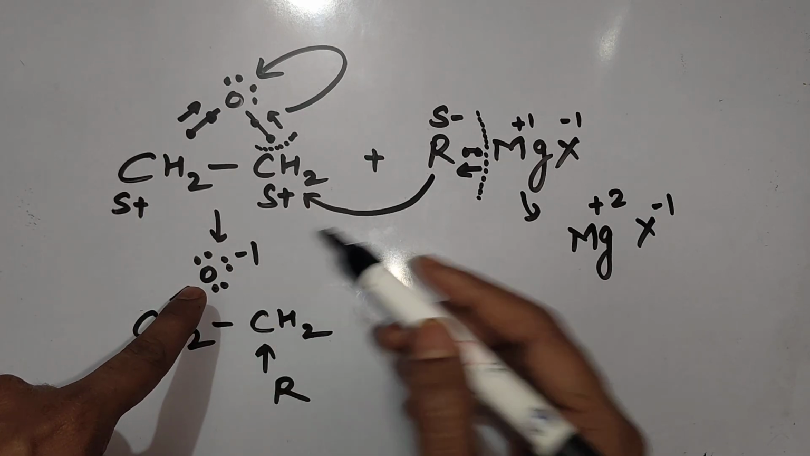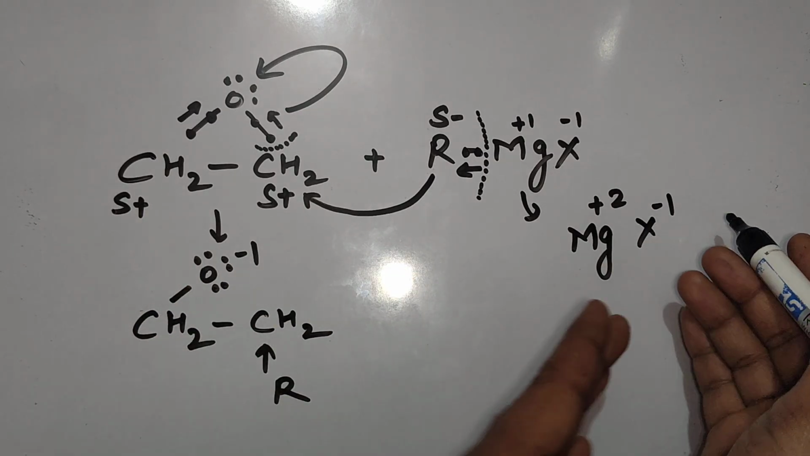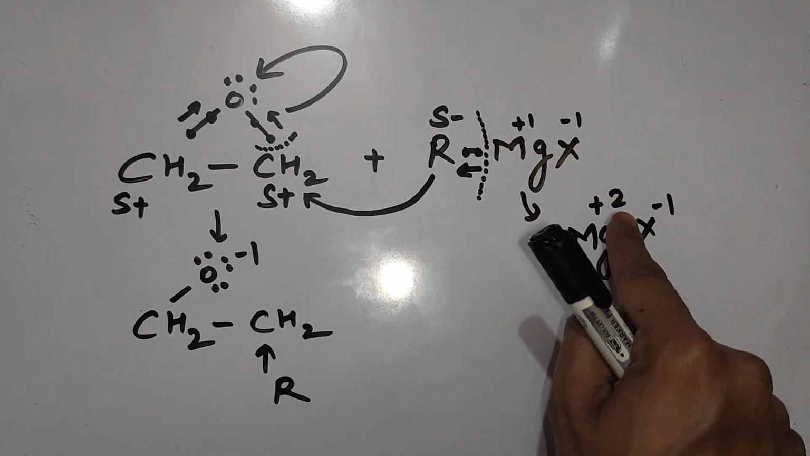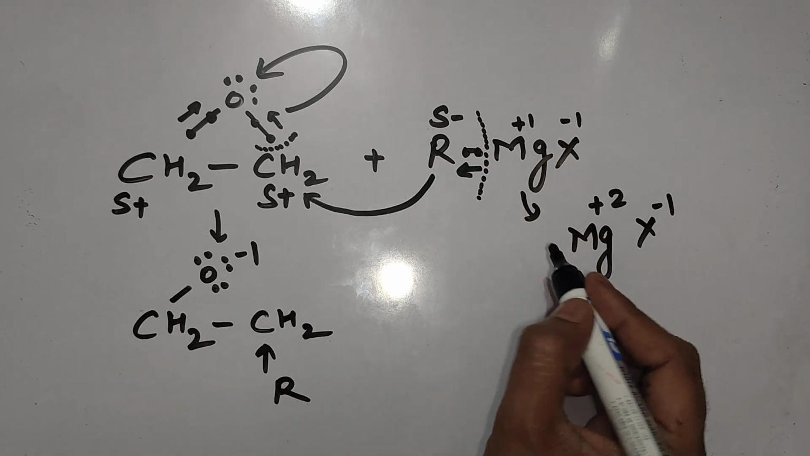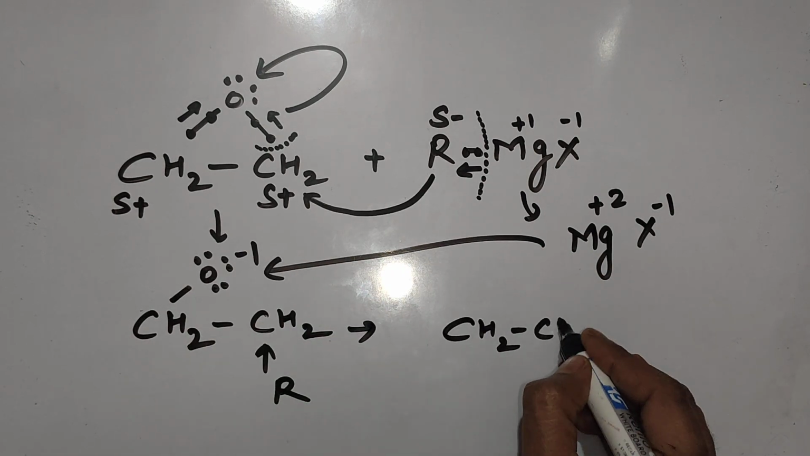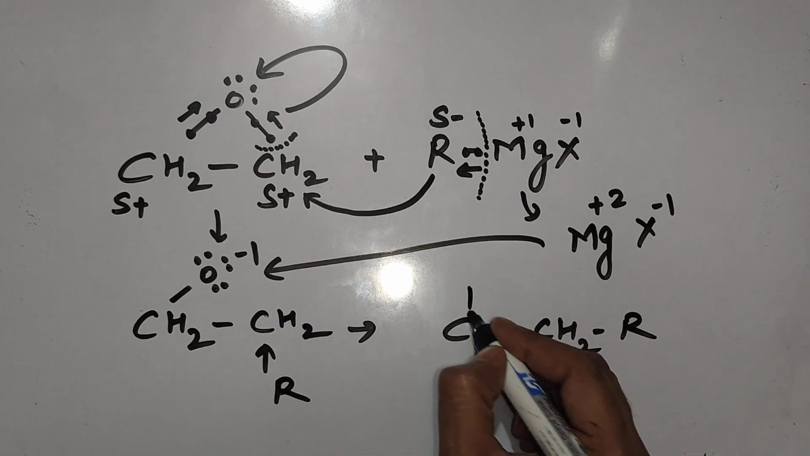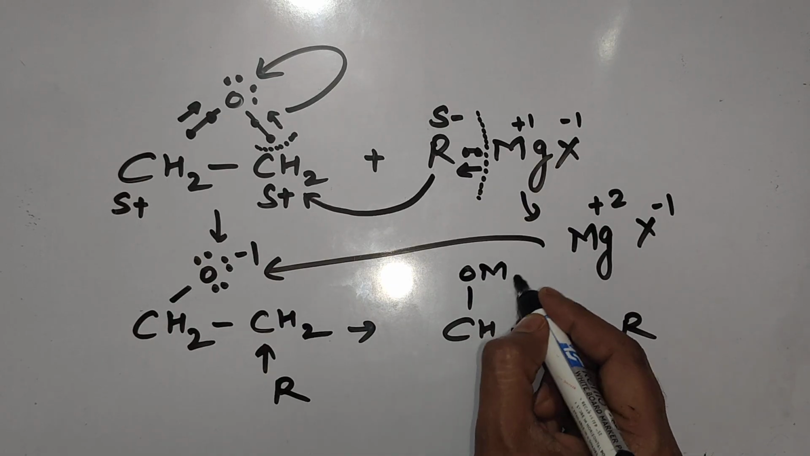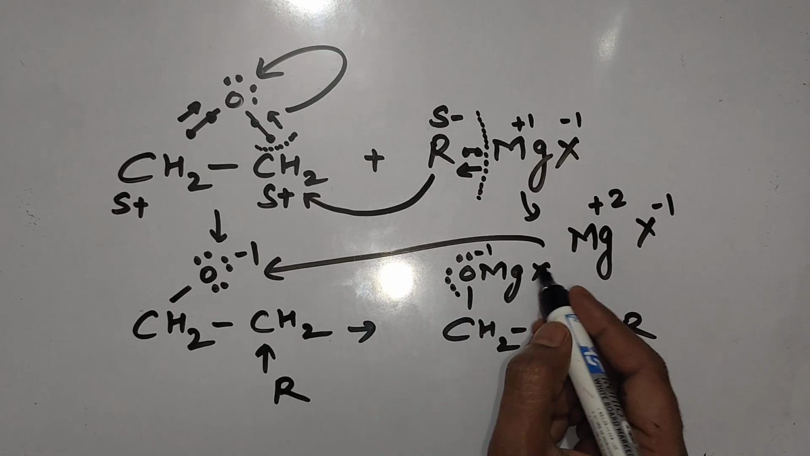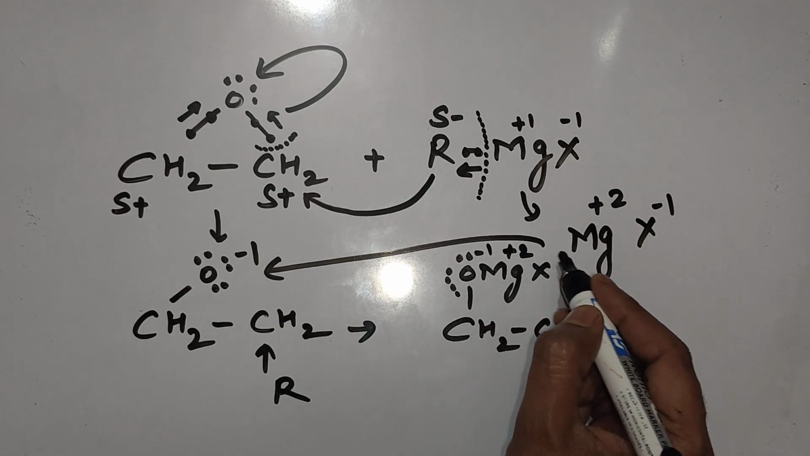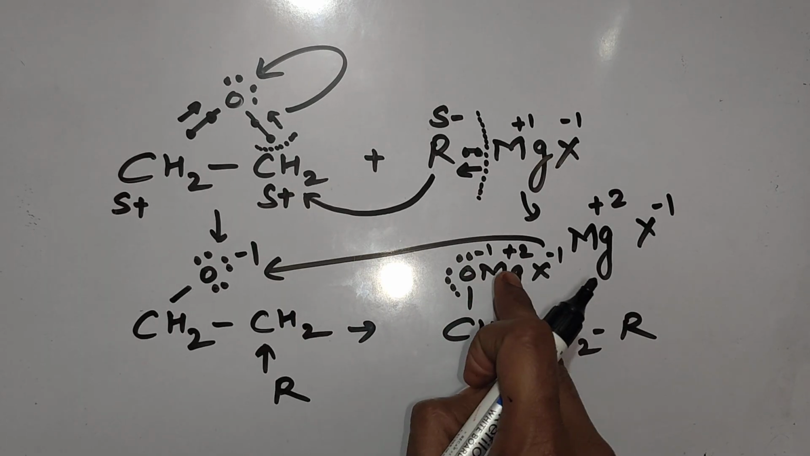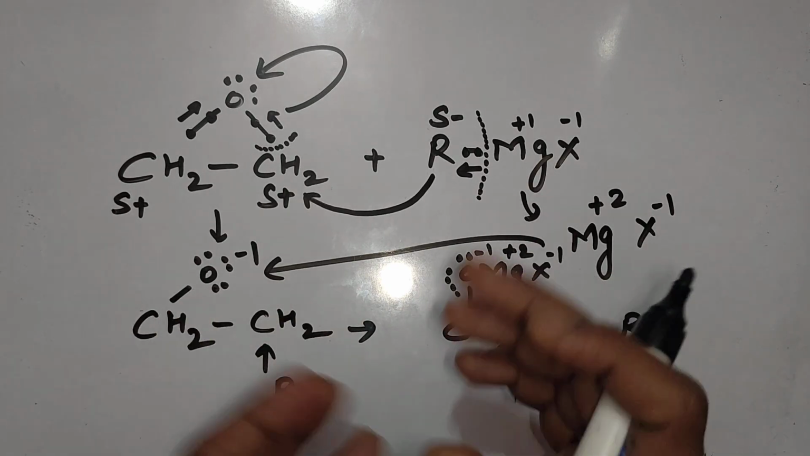What about this O negative? This is Mg plus 2, satisfied by only minus 1 charge. So plus 2 needs minus 2; minus 1 is there, and one more minus 1 is there on oxygen. So it will combine with that. So we will get CH2, CH2, R, O, Mg, X. O will carry 3 lone pairs with a negative charge, Mg plus 2, X minus 1. Mg is making an ionic bond with oxygen and with X. Already yesterday we have discussed.